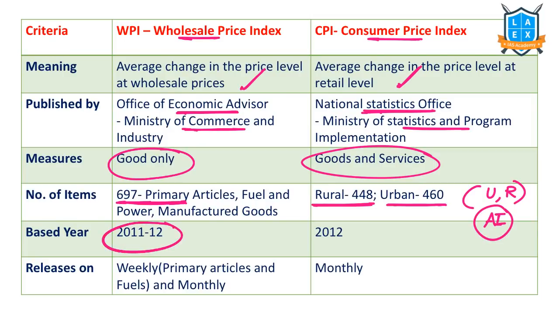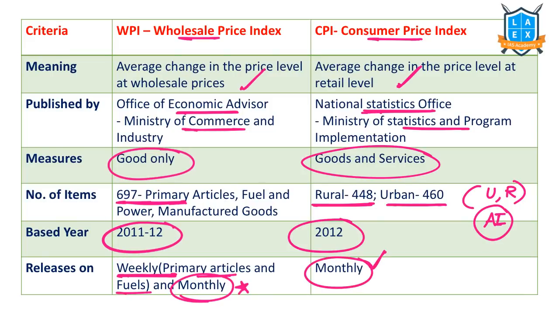Base year for WPI is 2011-12, and the base year for CPI is 2012. WPI releases the inflation rates on a weekly basis for primary articles and fuels, and aggregately at the monthly level. CPI is released only at the monthly level, and this is considered as headline inflation now.